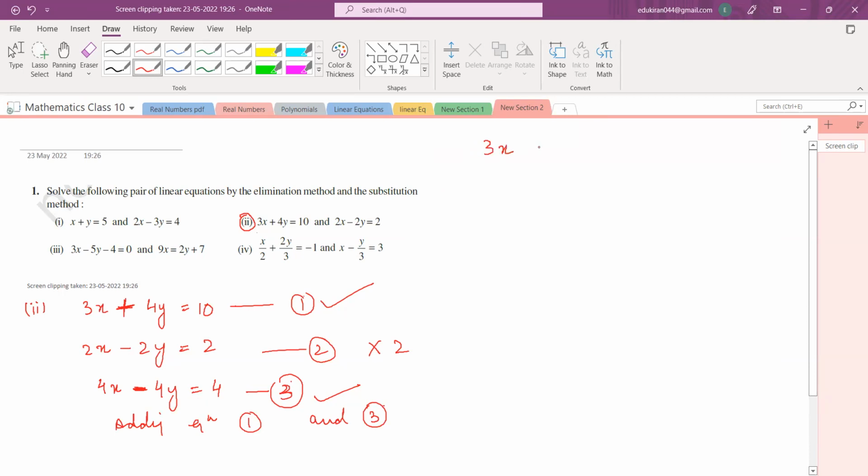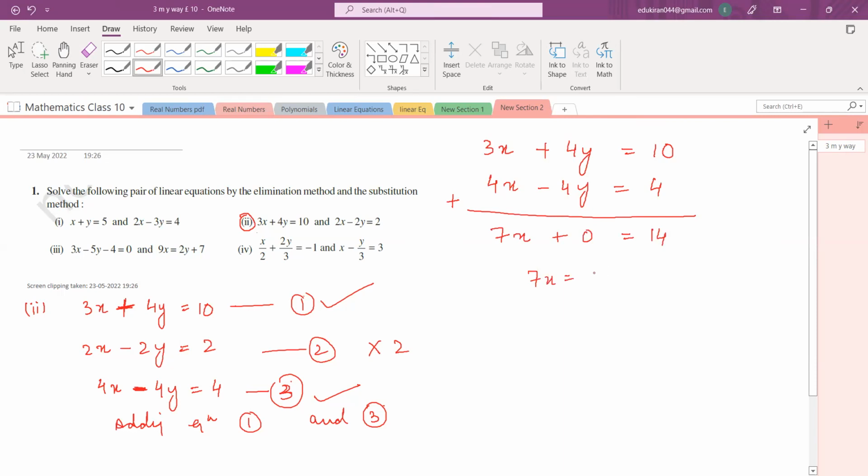Write it properly and don't do it directly, otherwise you will make a mistake. 3x plus 4y is equal to 10. This is your first equation, and this is your third. So 4x minus 4y is equal to 4. Now you are adding, so put a plus here. 3x plus 4x will give you 7x, and then this will give you 0. Is equal to 14. So your 7x is 14, so x is equal to 2, right?